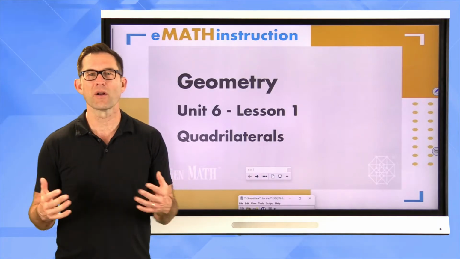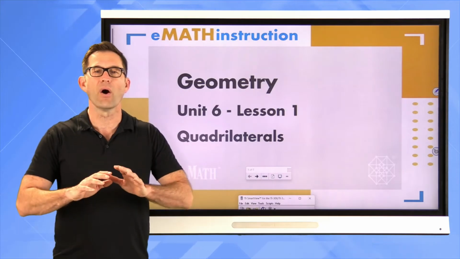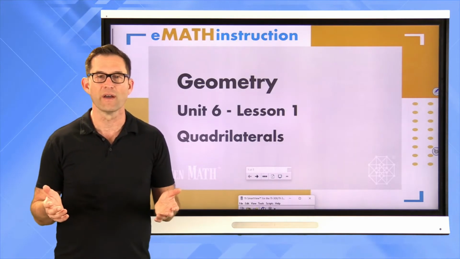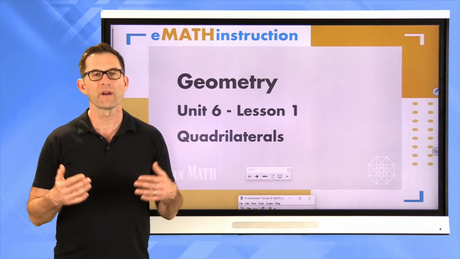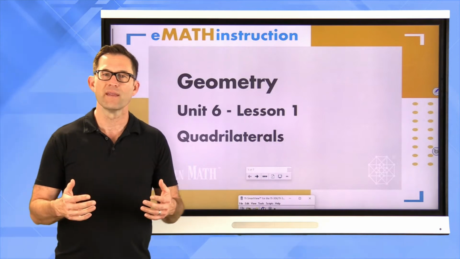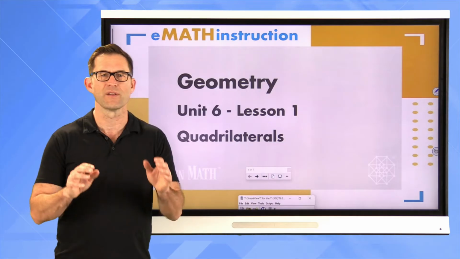All right, we're starting a brand new unit in this lesson, right? Unit 6, which is going to be all devoted to figures that have four sides, quadrilaterals. So we're going to do a general introduction to these things today, and then we're going to get into them more specifically. We're going to be studying all sorts of special types of quadrilaterals and their properties.